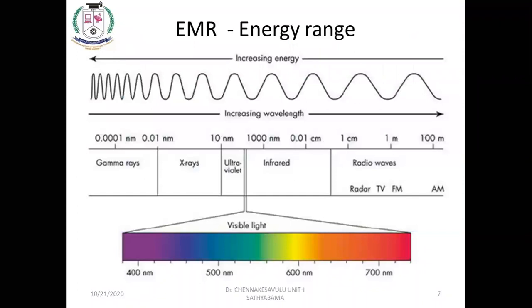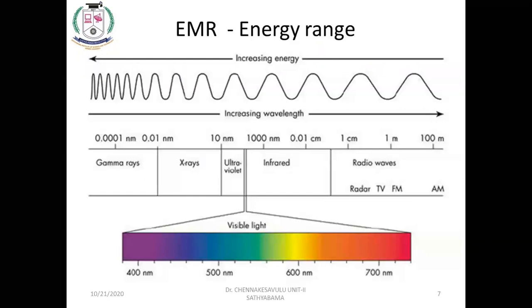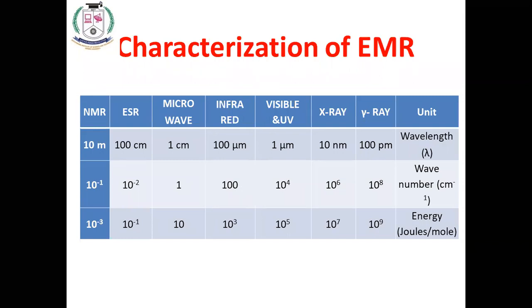The electromagnetic radiation energy range, whichever we have provided in this slide, is from 10 power minus 3 joules per mole, millijoules, to 10 power 9 joules per mole. That is the range of EMR. We have particularly the visible range, that is from 400 nanometers to 700 nanometers. We can convert this to energy, that is about 10 power 5, just see that, 100 kilojoules per mole. That is our range.